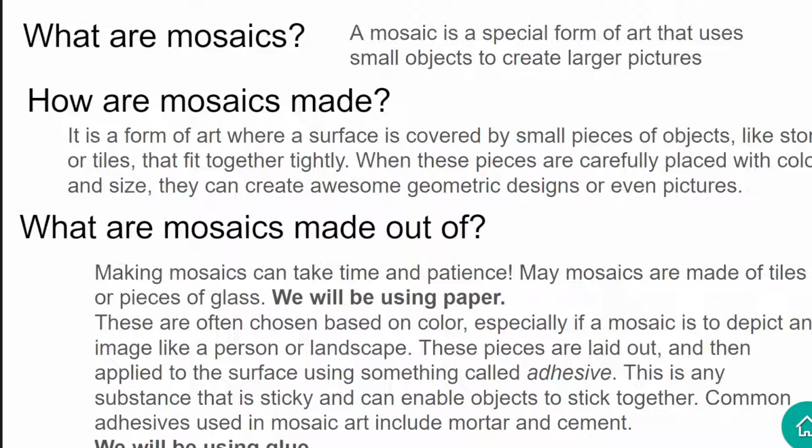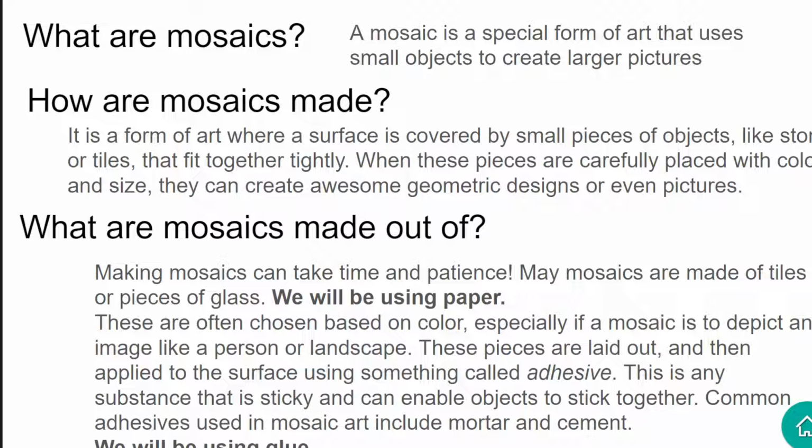So when making mosaics, you often choose what you're going to be making out of the color. You might depict a person or a landscape. We are going to be making snowmen for this example. So as we create the mosaics, you lay the pieces out first. You kind of place them where you think you want them. And then once you've got things lined up where you're like, yeah, this looks good, I like how this is turning out, then you're going to apply it with something called an adhesive.